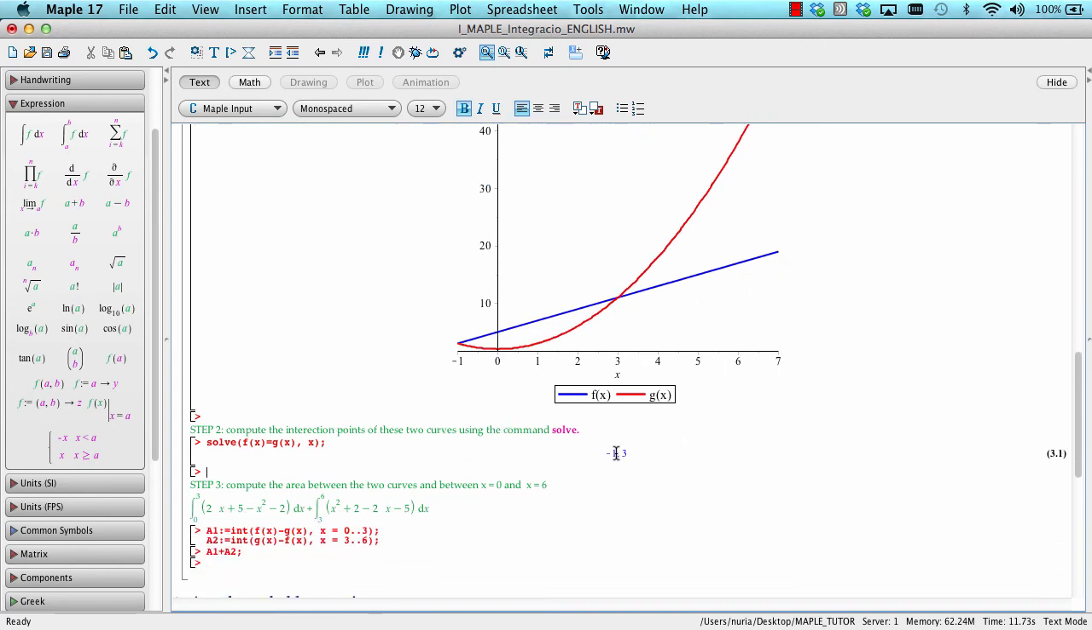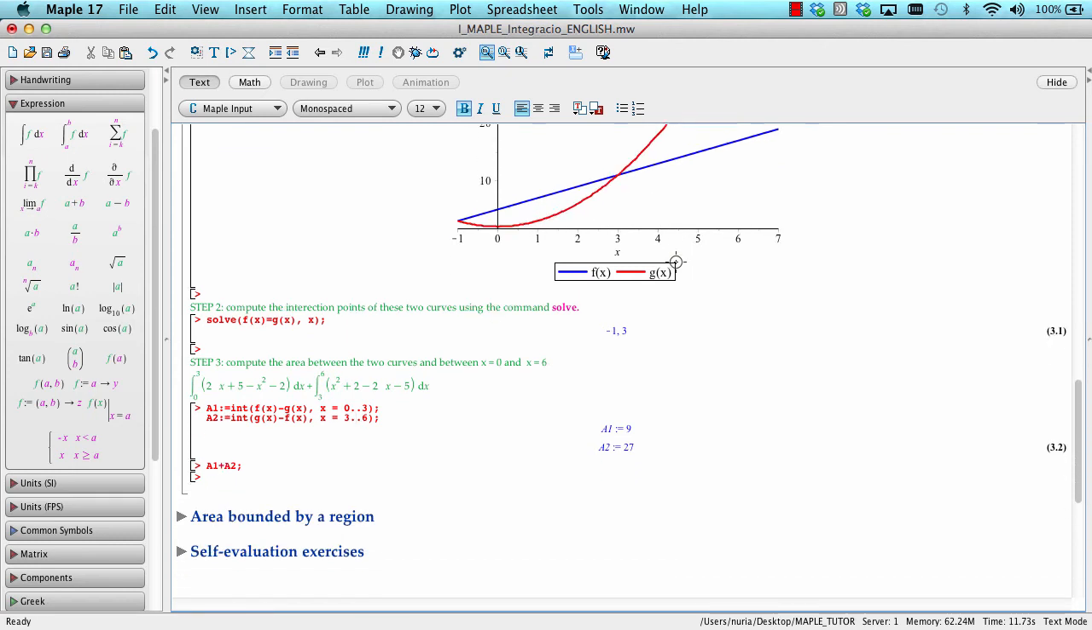So now, between 0 and 3, the function which is above is the blue one, which is f. So between 0 and 3, we should integrate f minus g, which gives us a positive number, 9. And between 3 and 6, the function which is above is the red one, so g minus f is the positive one. So we integrate it and we get 27. And finally, the total area is going to be 36.